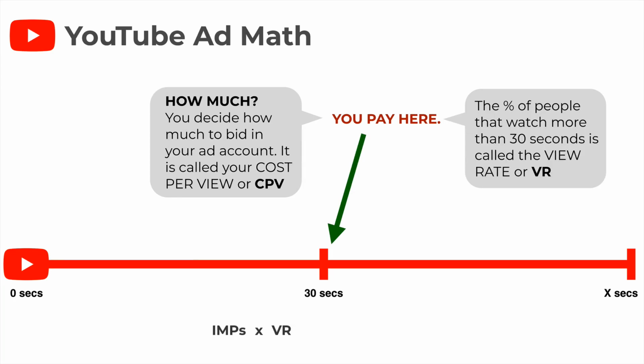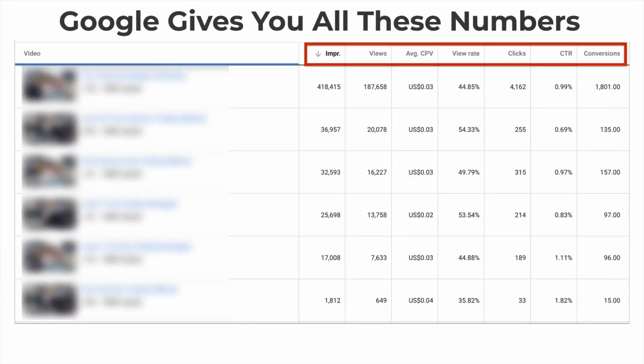Now, when we do the maths behind this, impressions multiplied by your view rate multiplied by your cost per view equals your total cost. So what it's costing you per view, how many views you're getting per impression, multiply that all up, that is going to be your total cost. Okay, and by the way, all of this data is inside of your Google account, privately available to you in your account.